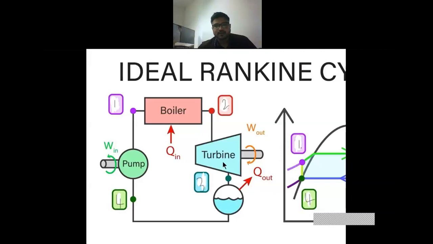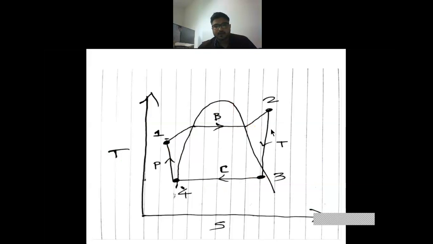Because of the turbine, what will happen? Pressure gets reduced, and temperature also gets reduced. So this we can also see in the TS diagram. What will happen in 2 to 3? It is related with the turbine. Now in the turbine, what will happen? We can see this. Temperature gets reduced, and pressure also gets reduced. So this is related with the turbine. I hope that you understood.